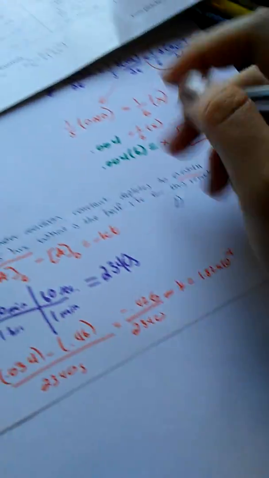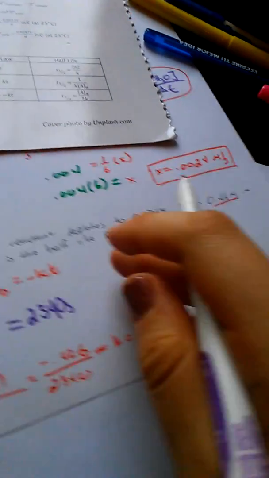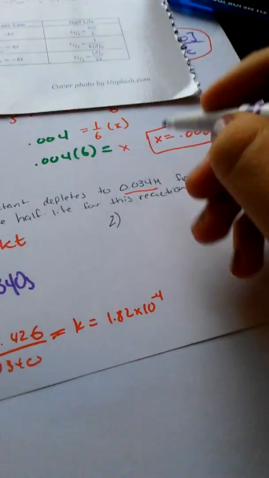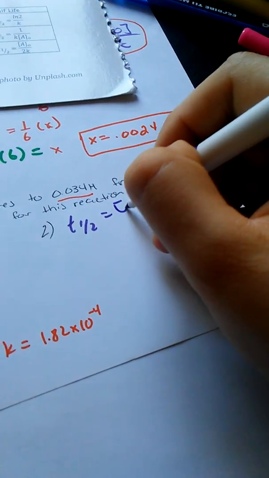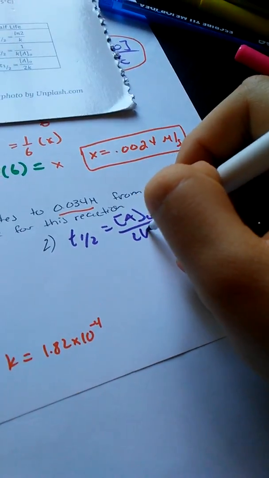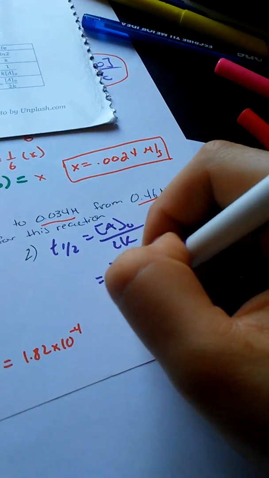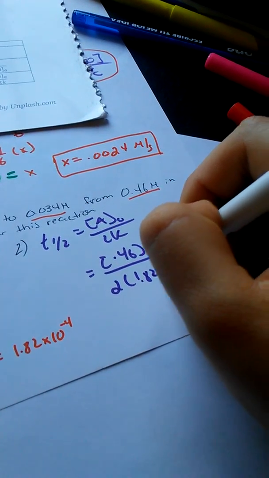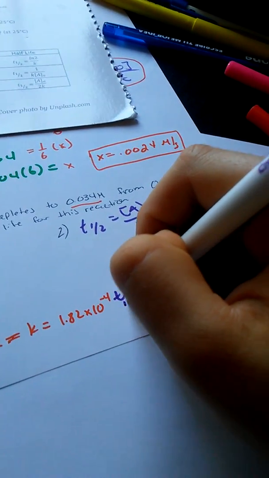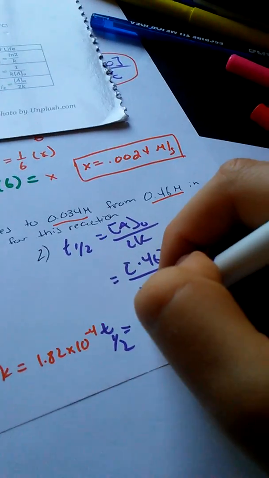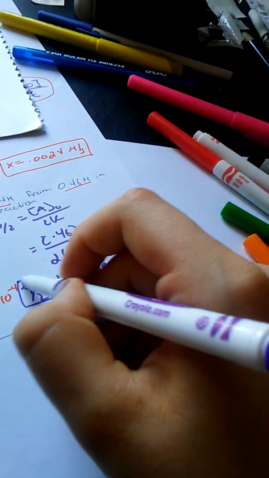Our second step now is to go to our half-life equation and just plug in what we have. So this is our k. We're going to use our half-life equation: A naught, which stays the same, 0.46, over 2 times 1.82 e negative 4. We do this, and we get a half-life of 1250 seconds, and that is our final answer.